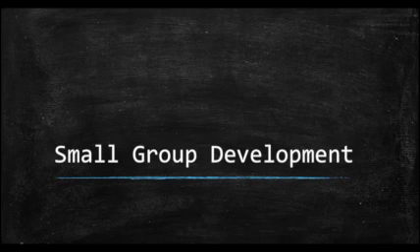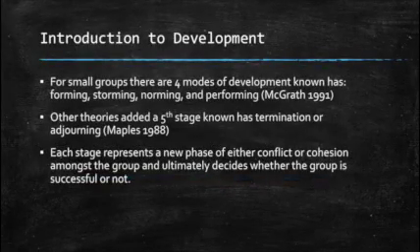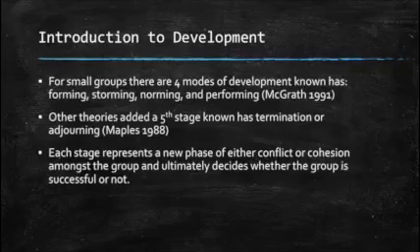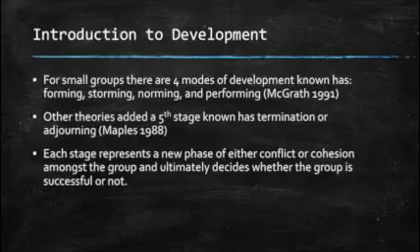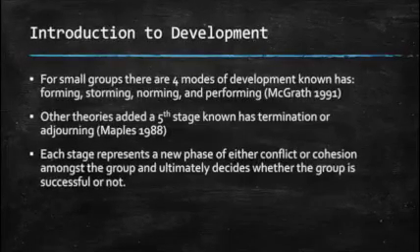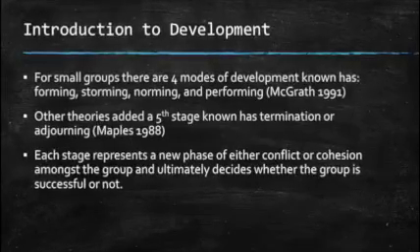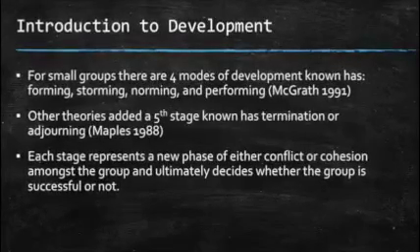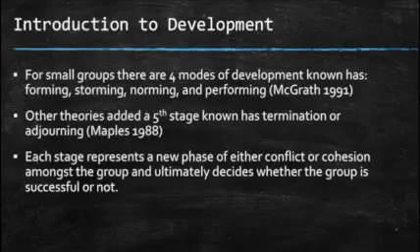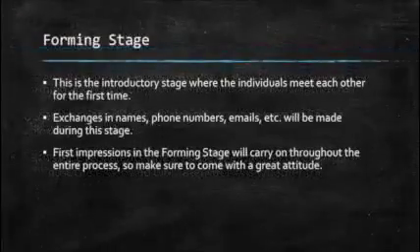Next, we move on to small group development. For a quick intro for this, there were originally 4 modes of development known as forming, storming, norming, and performing under the McGrath theory. Earlier on, other theories added a 5th stage known as termination or adjourning. Each stage represents a new phase either of conflict or cohesion amongst the group and ultimately decides whether the group is successful or not. And moving on from that, we'll start with the forming stage.